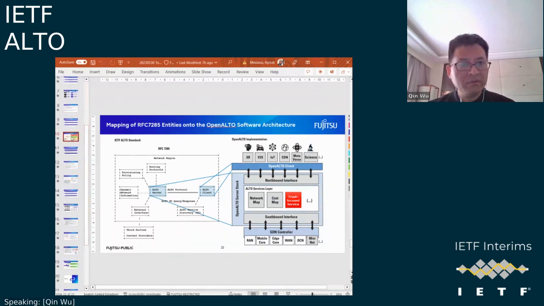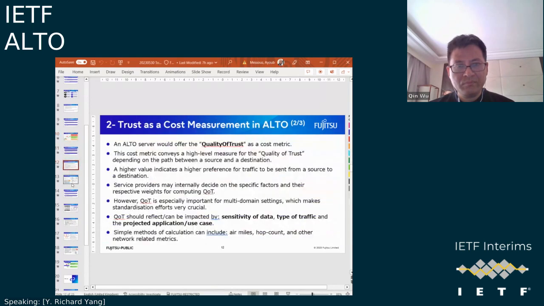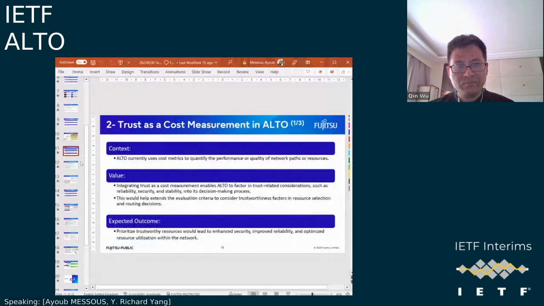Rachel, go ahead. Okay, so I do have a few questions, but I'm going to start with the first one. Can you go to your second one, which is about using trust as a cost metric? I think that's your item number 2. I think this can be a very interesting use case.